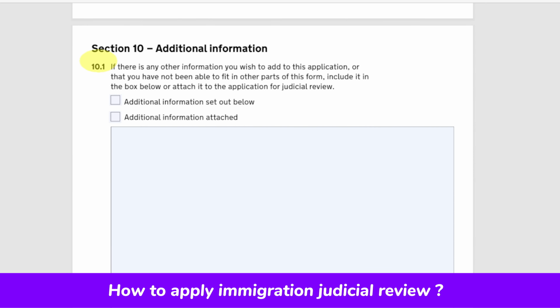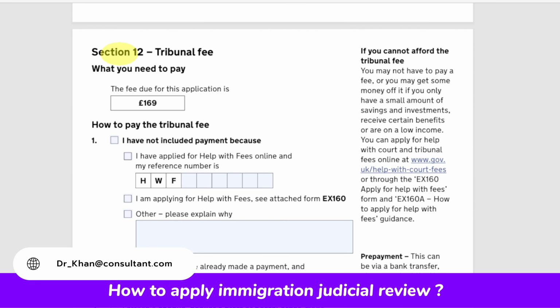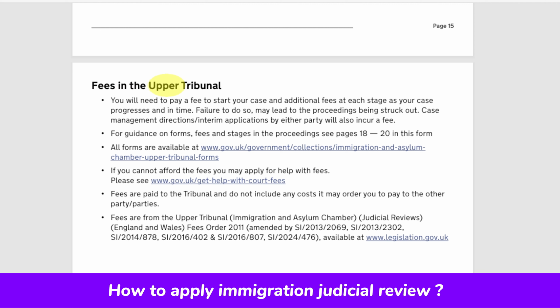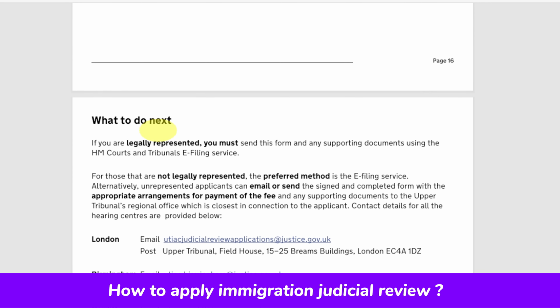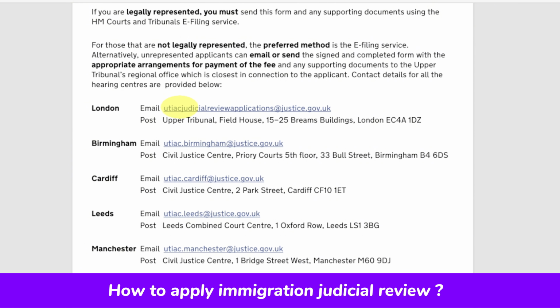And then after that, section 10, additional information, section 11, statement of truth, section 12, tribunal fees. So £169, as I said, is what you need to pay in fees in the Upper Tribunal. They have mentioned all the details over here. I'll put this form in the description as well, so you can go through it. They have also provided where to email. You have these email addresses. This is the address if you wanted to use the post.